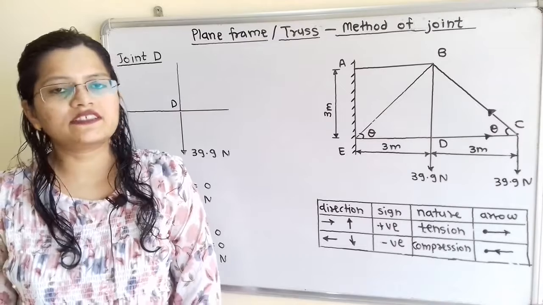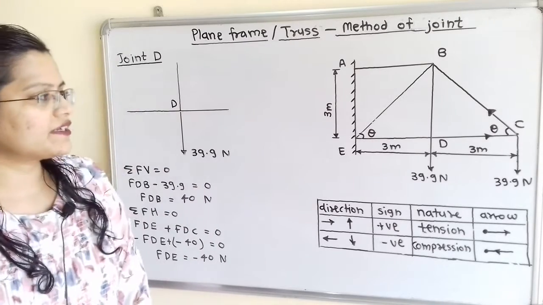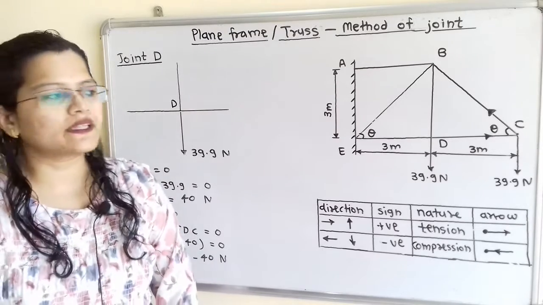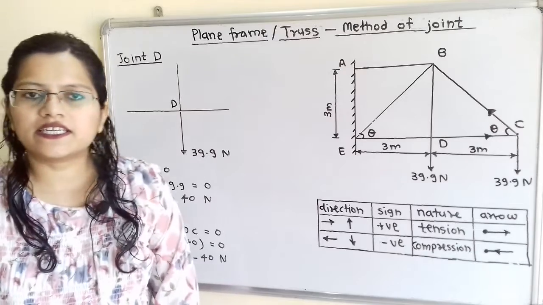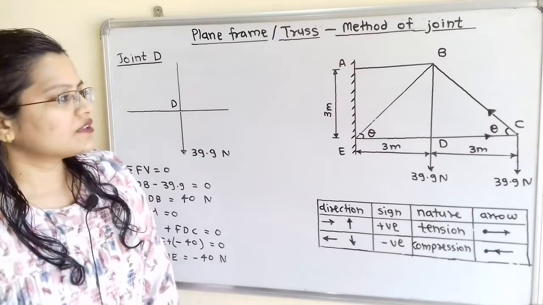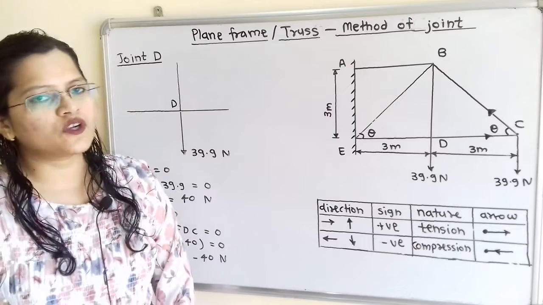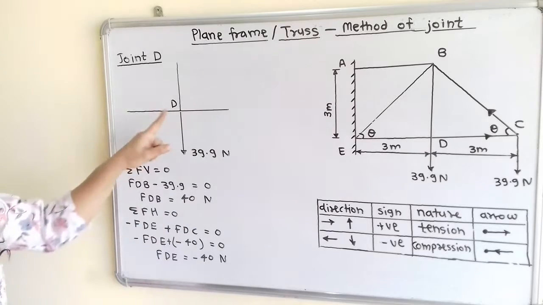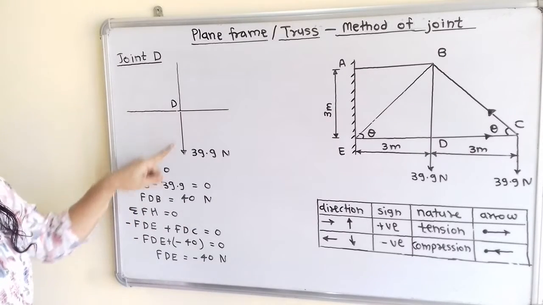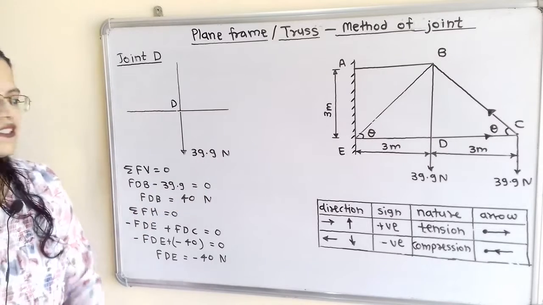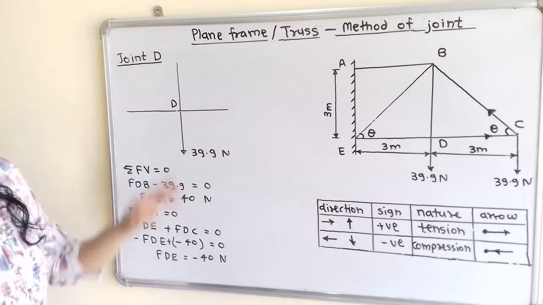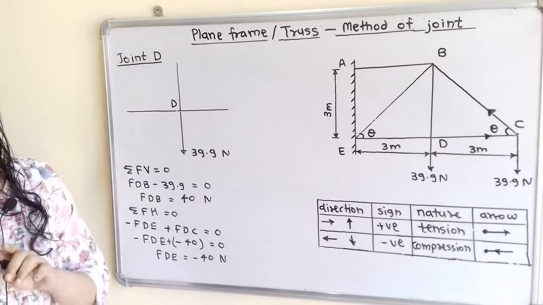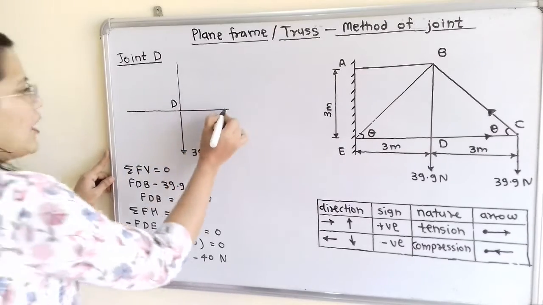Now we will move to the next joint. How to select the next joint? If we observe joint C, there are three members, of which one member is known. That is, for member CD we know the magnitude. So only two members remain with unknown forces. So we will select the next joint D. For this joint D, one known force in the downward direction we have to show as 39.9 Newton. Now we will show the direction of forces in the other three members in outward direction. So I will show it here.